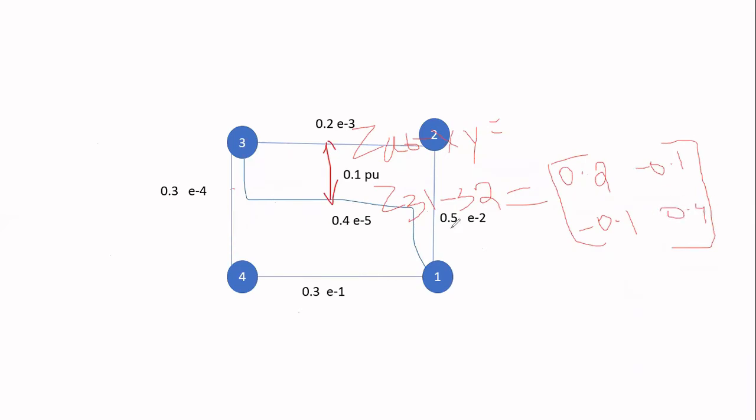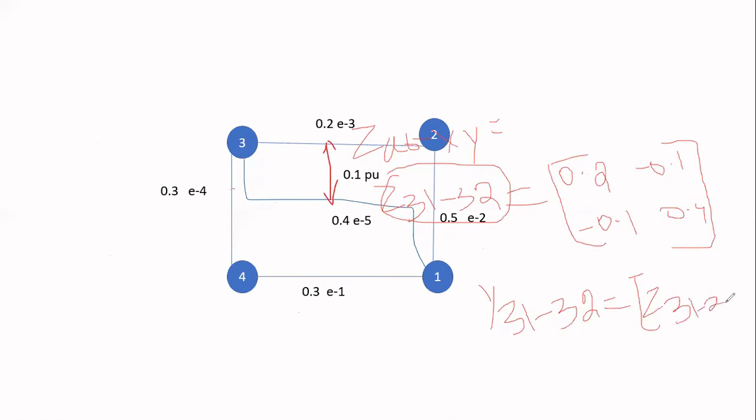Then this is the 0.4. This is the Z3132 matrix. By using the Z3132 matrix, we form the Y3132 matrix. How will we form the Y3132 matrix? That is the inverse of the Z3132 matrix.